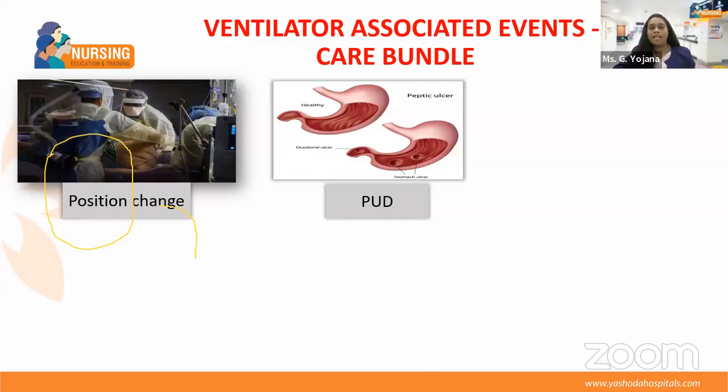The second one is PUD, that is peptic ulcer disease. When a patient is on a ventilator, we give a number of drugs like antibiotics, sedations, and some other medications to treat the condition. Ultimately, the lining of the stomach will be damaged, which may lead to peptic ulcer. To protect the gastric lining, we will give antacids to treat the patient.